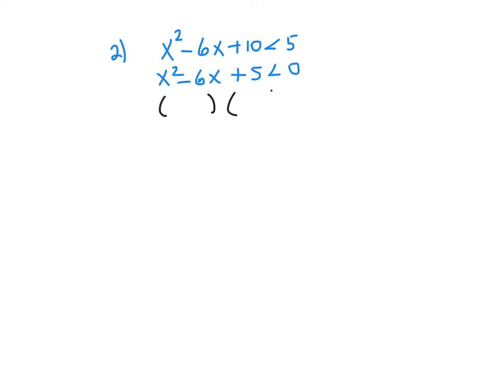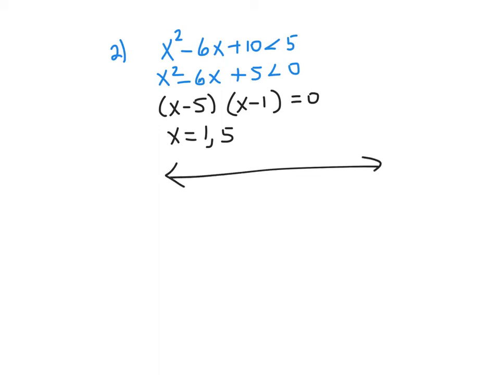We need two numbers we can multiply to get 5. So (x minus 1)(x minus 5). So we get x equals 1 and 5. And now we're going to make a number line and do our testing. So here we have 1 and 5. I'll call these my regions A, B, and C. In region A, I'm going to use 0.